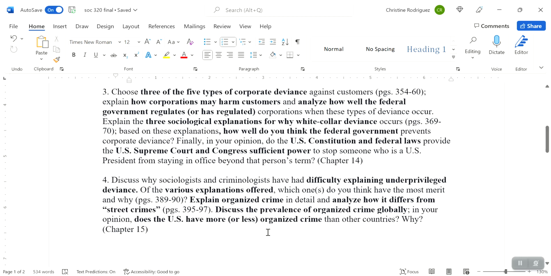Discuss the prevalence of organized crime globally. So how often, or the prevalence, meaning where is it globally, organized crime? Is it not much of a problem globally? Is it a medium-sized problem, or is it a much larger problem globally? And in your opinion, does the U.S. have more, or maybe think less, organized crime than other countries? Why? That is it for these.